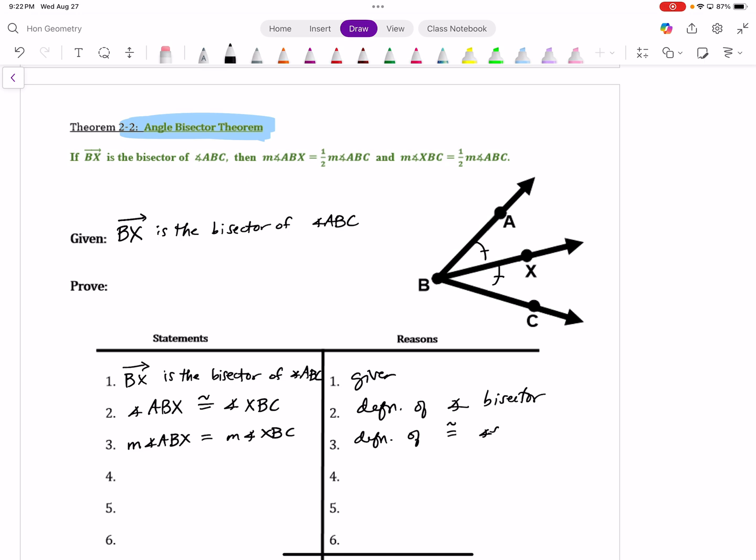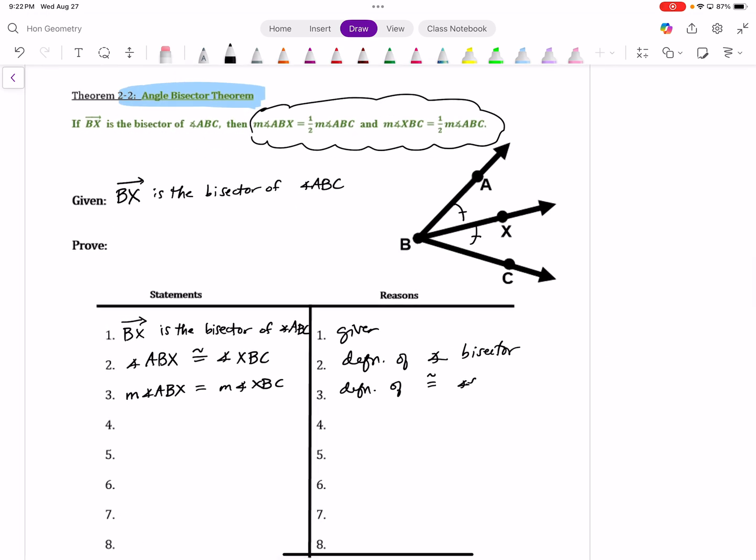Sorry, I kind of jumped ahead a minute. I know what the angle bisector theorem says. I know that I'm going to need measures in it. So that's why I went ahead and did the measure part. But let's go up here and write down what it is we're supposed to prove. We're supposed to prove two things. That the measure of angle ABX is half the measure of angle ABC. So that small angle is half the big one. And that the measure of angle XBC is half the measure of angle ABC.